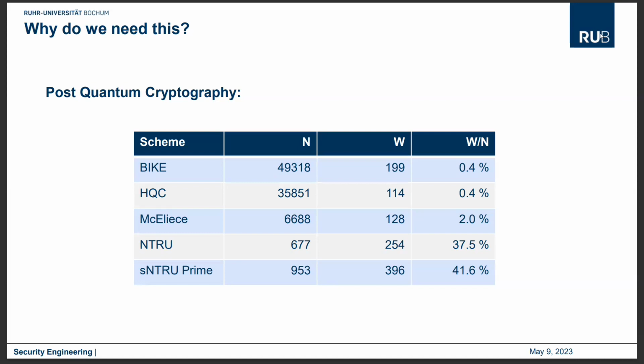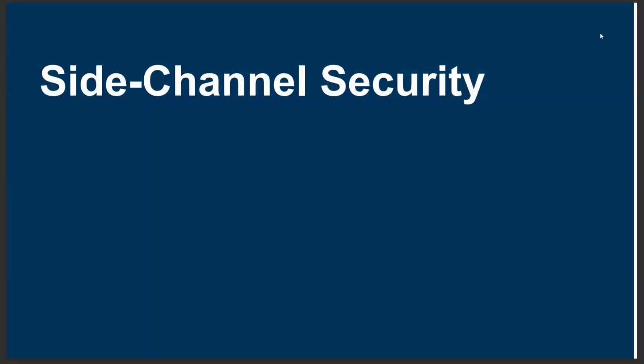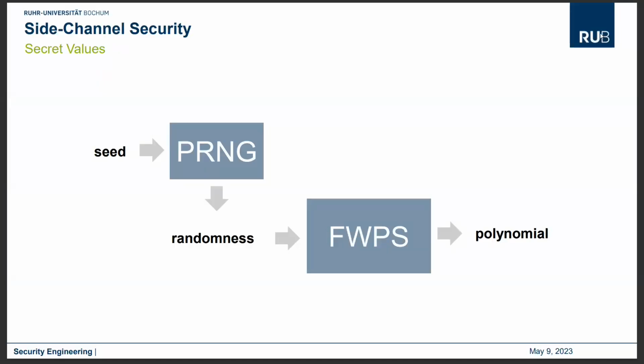So now you might be wondering, why are we talking about such a simple problem? It turns out, if you want an efficient and side channel secure implementation, it's not that easy. When we talk about side channel security, we first have to evaluate which values are secret and sensitive. So which values do we need to protect against the side channels?